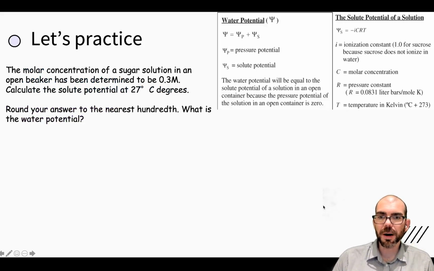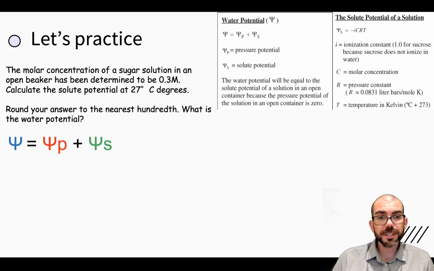Let's do a practice problem for water potential. The molar concentration of a sugar solution in an open beaker has been determined to be 0.3 molar. Calculate the solute potential at 27 degrees Celsius. Round your answer to the nearest hundredth. What is the water potential?